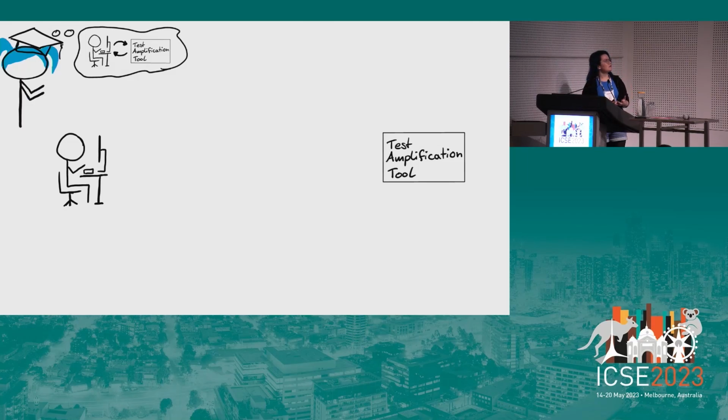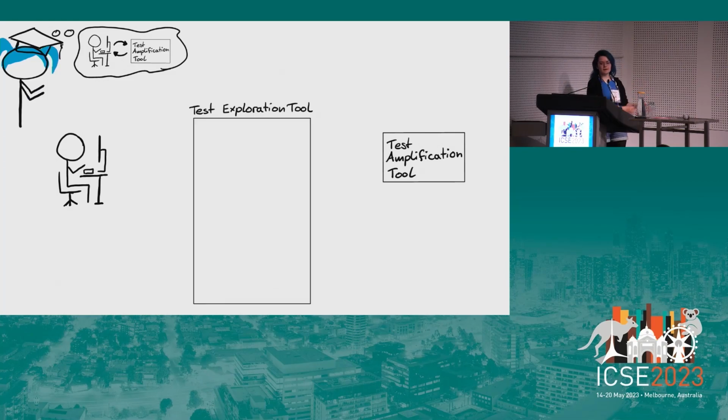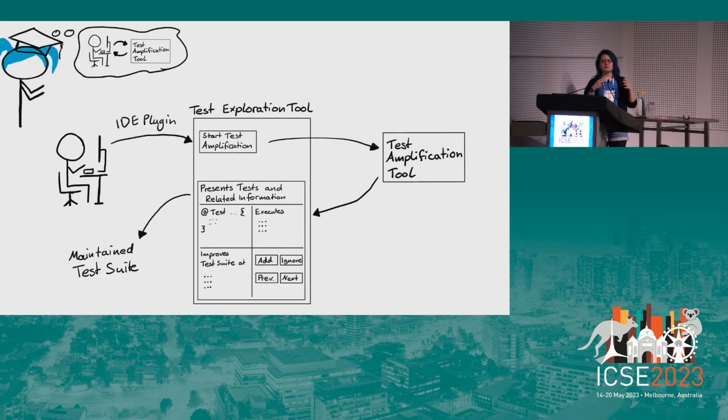Now, what is our idea for solving this interaction between developer and test amplification tool? We propose to put a tool in the middle that we call a test exploration tool that facilitates this interaction. This should be something like an IDE plugin where the developer is already working all the time. There, from their code base, they can say, hey, please give me some new test cases. Our tool takes care of calling the amplification, and then it also presents the new test cases back to the developer. We show the code of the test, what is executed by it, and what improvement this test case is bringing to your test suite.